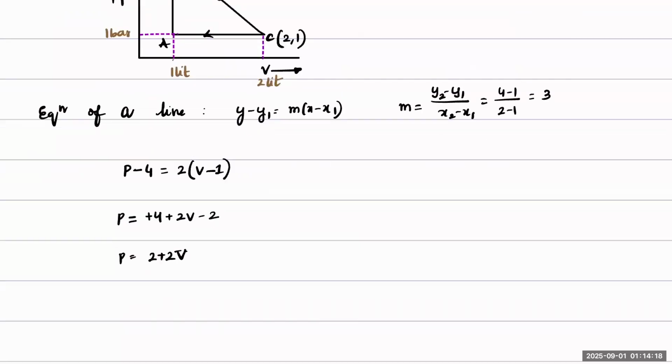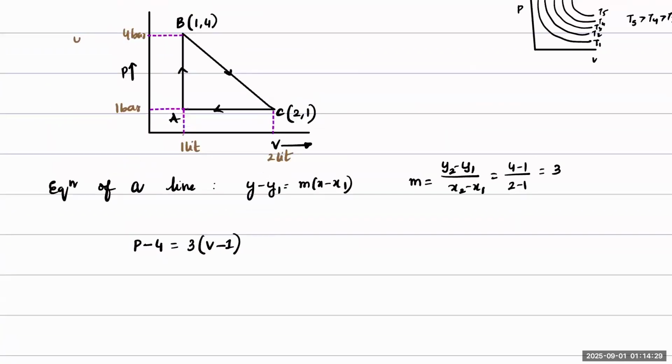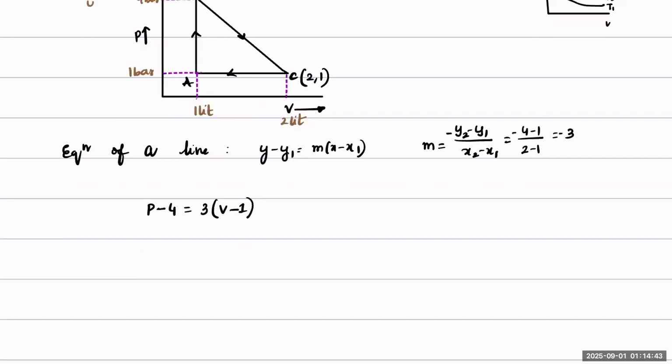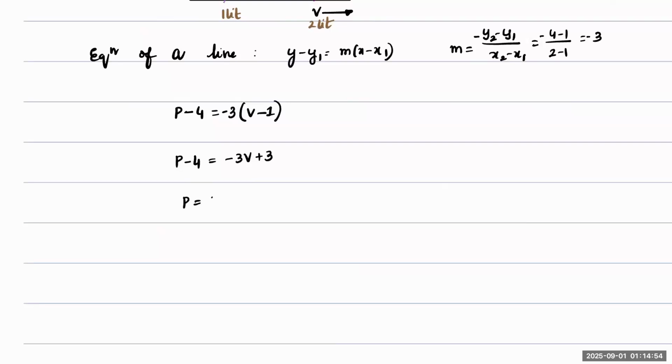Sir, I think the slope should be minus 3 because it is decreasing. Sorry, so it's minus 3, correct? So it should be minus 3. So we get P minus 4 is equal to minus 3 times V minus 1, and this should be plus 3. So how much are we getting? So P is equal to 3V plus 7. Did you get this? Everybody check.